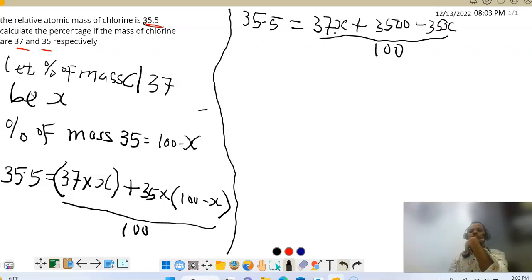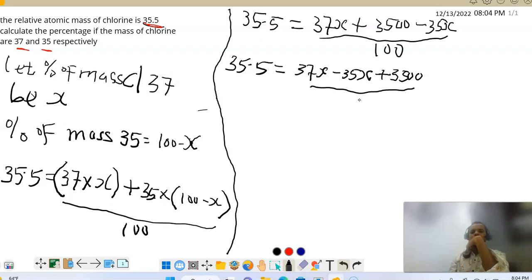Now when we do here, we collect like terms. This 35X and this 37X are like terms. We arrange the like terms. Then we say 35.5 is equal to 37X minus 35X plus 3,500. I am subtracting this one and this one because both of them are carrying X, all over. Don't forget this 100 over 100.